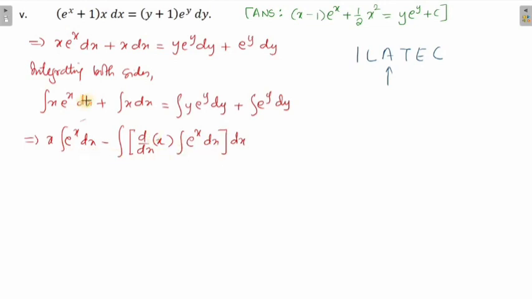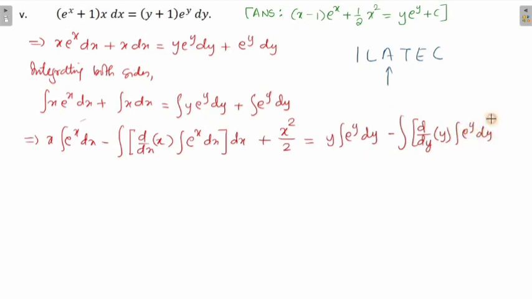So this is the integral of only the first part. Do not get confused. Use integration by parts here, you get this much, plus integration of x is x square by 2. Similarly, this is going to be similar to this. Just write y integral e to the power y dy minus integral of d by dy, this time d by dy because the variable is y here, d by dy of y into integral of e to the power y dy, dy. So this is the integration of this much.